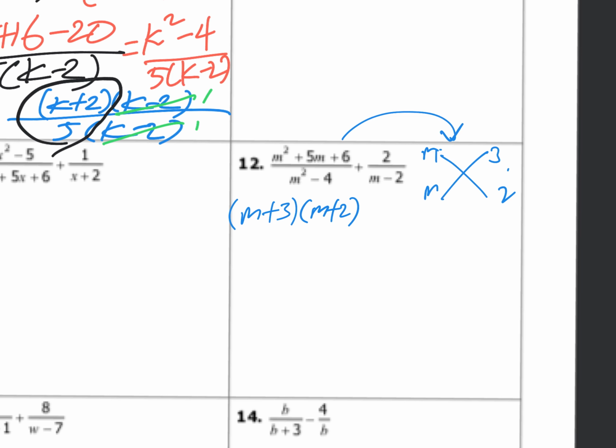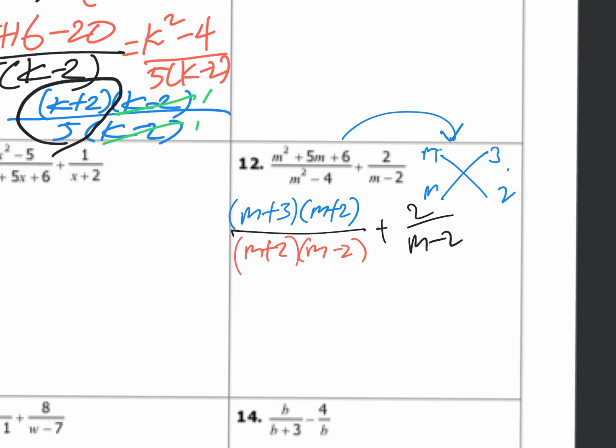In the denominator, we just did that type of problem. We know that this is a squared minus b squared. So the denominator should become (m plus 2)(m minus 2). Plus the right side, 2 over m minus 2.